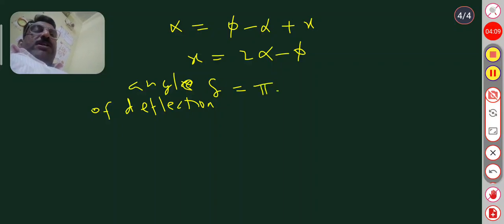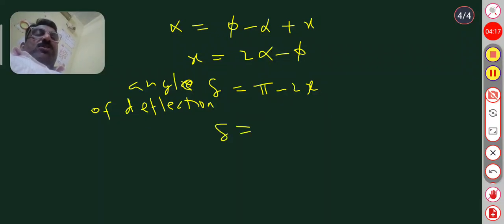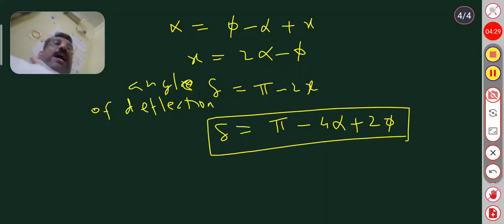So your angle of deflection delta is equal to pi minus 2x. When you substitute this x value here, you will get delta equal to pi minus 4 alpha plus 2 phi. This is the value of delta, the angle of deflection.